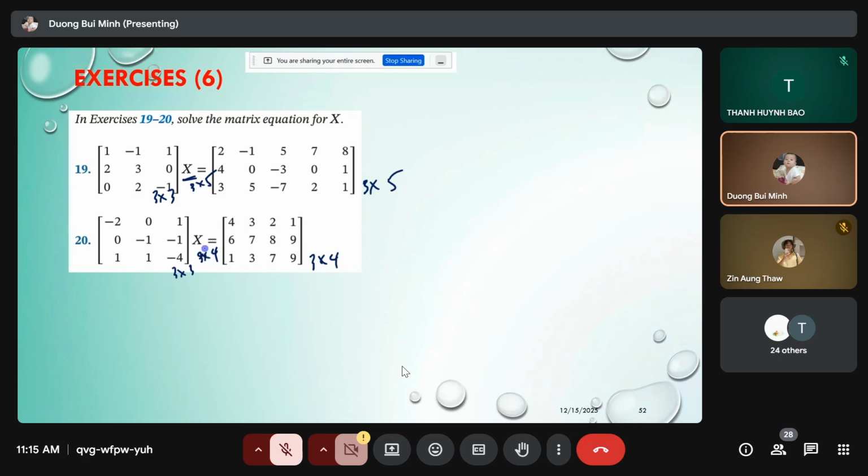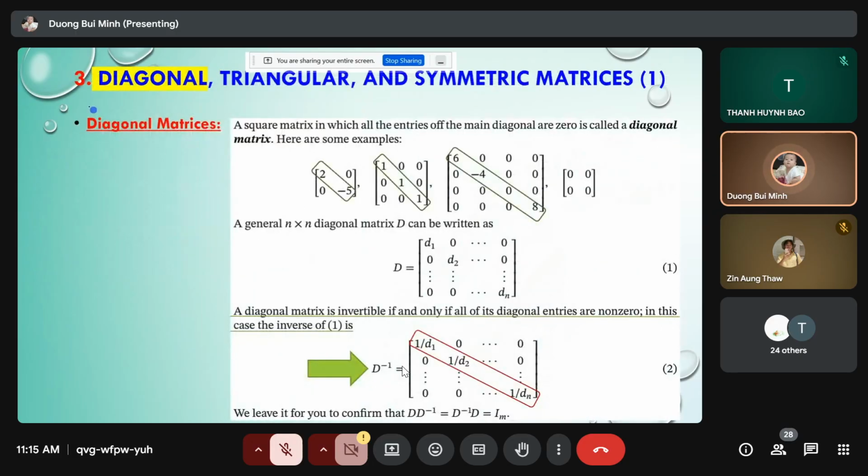Any questions? Okay, so session 3, we discuss diagonal, triangular, and symmetric matrices. Okay, diagonal matrix.